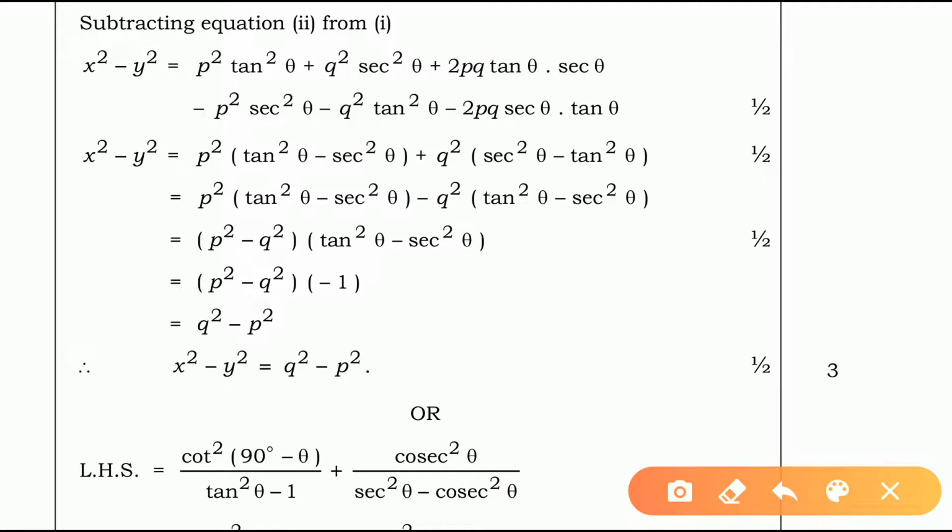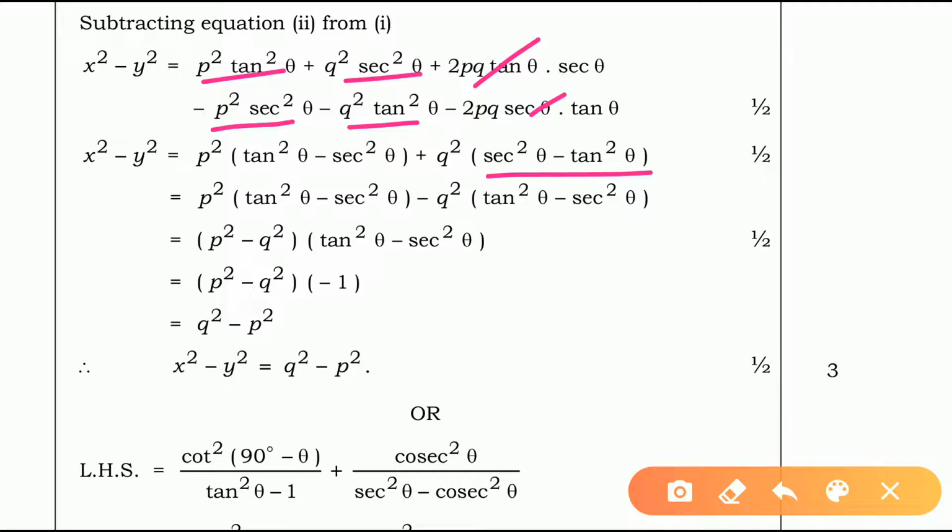Here we observe that 2 times pq tan theta into sec theta minus 2 times pq sec theta into tan theta get cancelled. We get these two results. Taking common factor p square, we get tan square minus sec square theta. This and this get cancelled. Taking common factor p square we get tan square minus sec square theta, and taking common factor q square from these two terms we get sec square minus tan square theta.